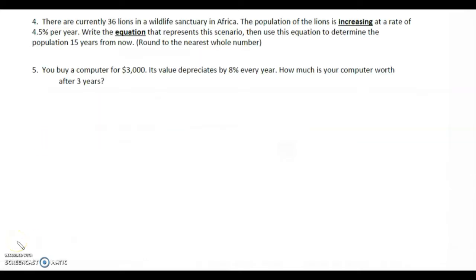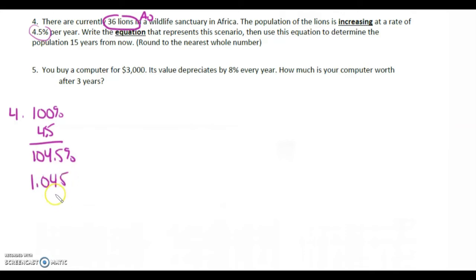Number 4, there are currently 36 lions in the wildlife sanctuary in Africa, so this is going to be our starting value, A0. The population of lions is increasing at a rate of 4.5% per year. When we're talking about percentages, increasing would start at 100%, if they had the exact same amount of lions every year, and we're going to add 4.5%. So we're at 104.5%, and as a decimal, this is 1.045. This is going to be our base.